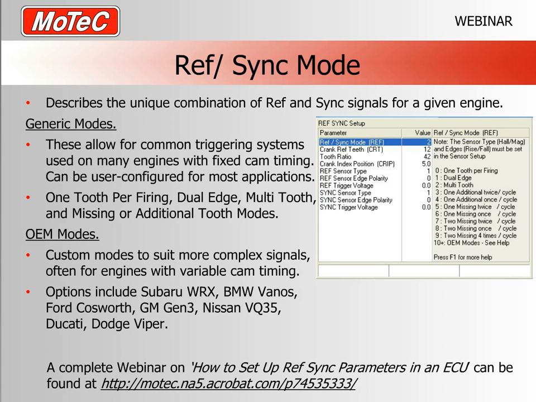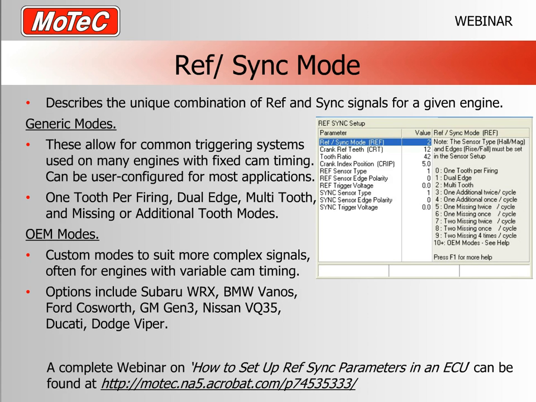And depending on which mode is used, it allows the engine tuner to specifically configure the ECU for the triggering system that's on the engine that they're using. Now, there are many generic modes, which are the ones that you can, for example, build your own trigger plates or use existing distributor systems if you like. And these generic modes allow many common triggering systems to be used.